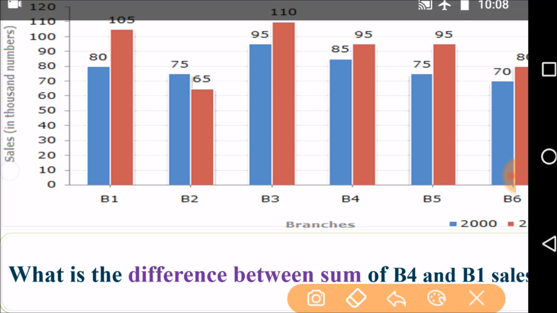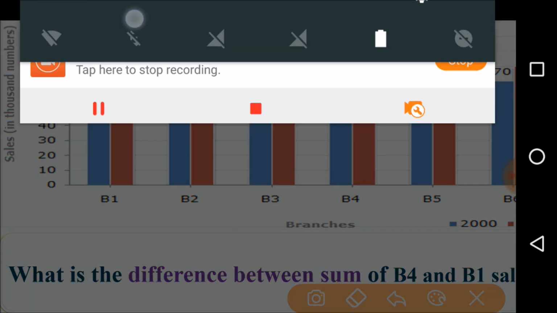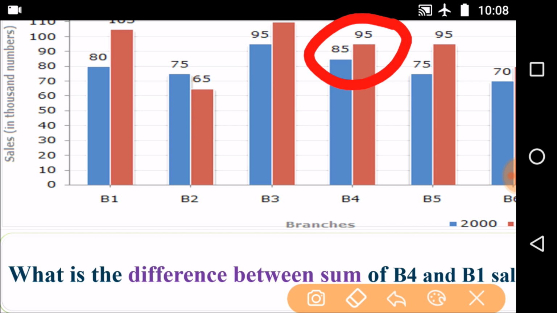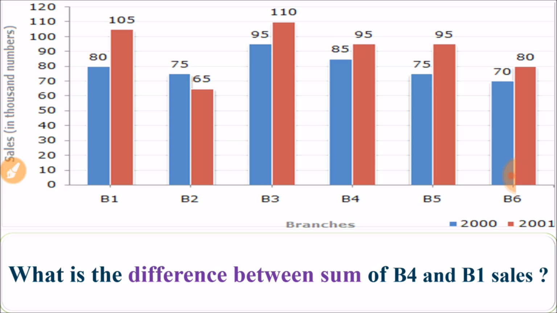If you consider B4, you can see 85 and 95, and for B1 you can see 105 and 80. So you have to take the sum of 85 plus 95. It is 180. That is the sum of B4. Take your pen and write it down. And what is the sum of B1 sales? For B1, you can see two bars. The blue bar represents 80 and the red bar represents 105. So we have to take the two numbers and add them: 80 plus 105, so 185. So what is the sum of B4?